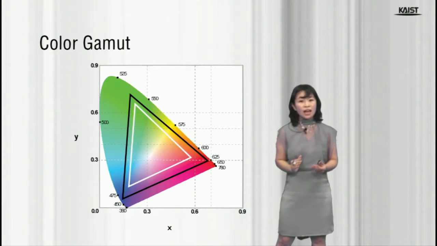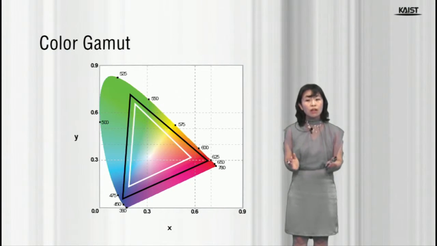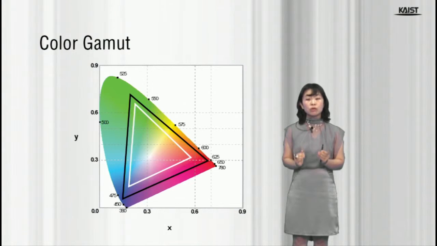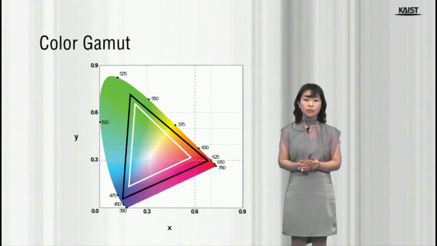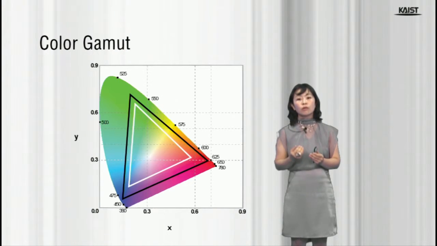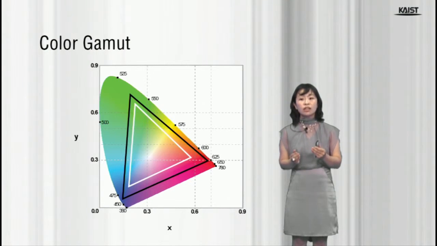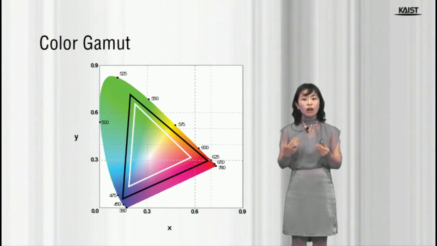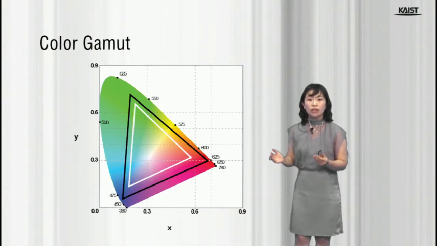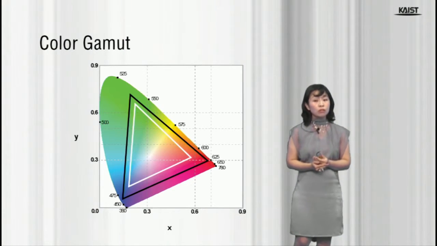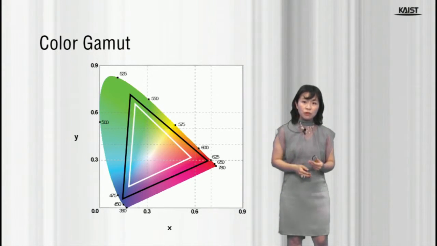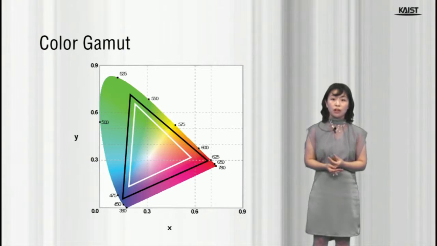Therefore, we can easily identify an area of color reproduction of a display that generates colors based on RGB primaries. When we just need to know where the R, G, and B primaries are located, then the mixed results of the RGB are within the triangle. That is called color gamut. Different displays have different sizes and shapes of color gamuts.